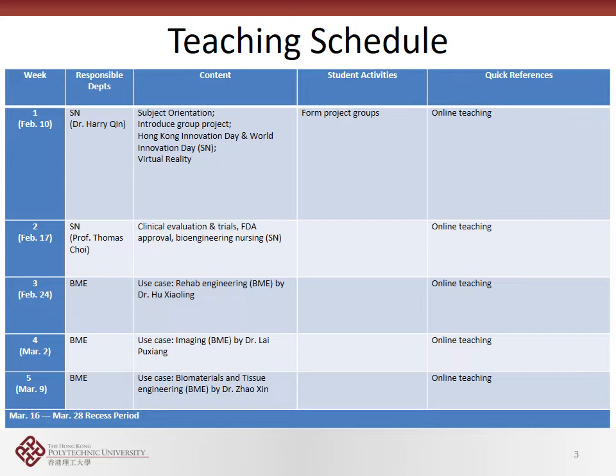Then, based on the university policy, we will have a recess period from March 16 to March 28. In these 2 weeks, there are no lectures. You can study the first 5 lectures or discuss with your group mates for the group project.